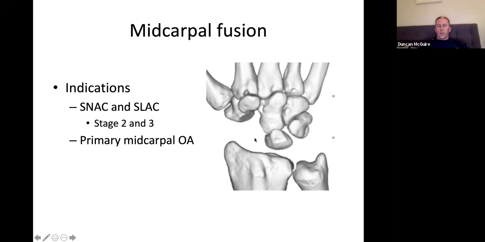As we'll go through now, you remove the scaphoid, which is arthritic. So all the motion is going to happen between the lunate and the radius.